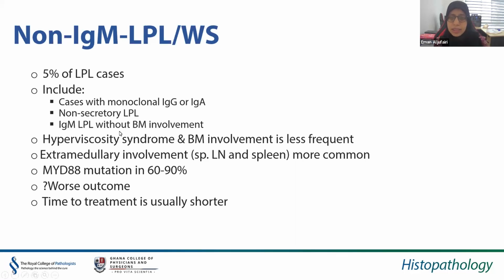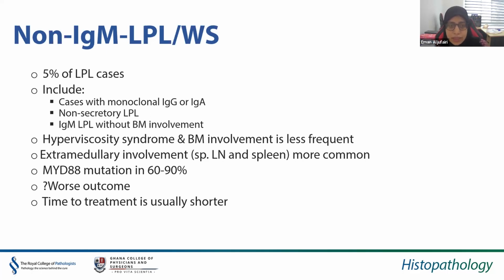These are less likely to have hyperviscosity syndrome, and some of them, except of course for the IgM ones, can have bone marrow involvement, but it's less frequent. They are more likely to involve lymph nodes, spleen, and other extranodal sites. And they still also have the MYD88 mutation, but to a lesser frequency.